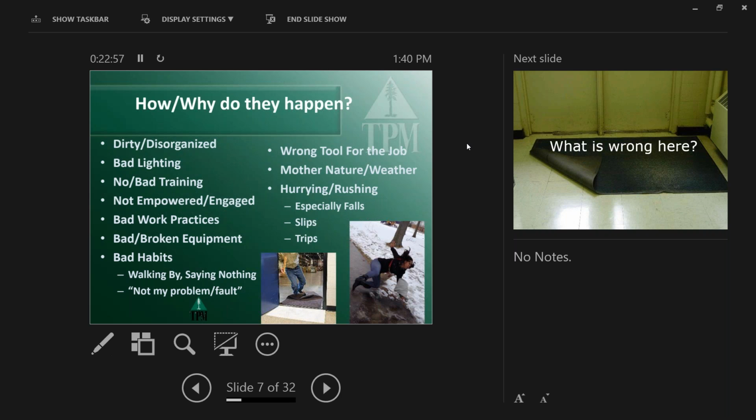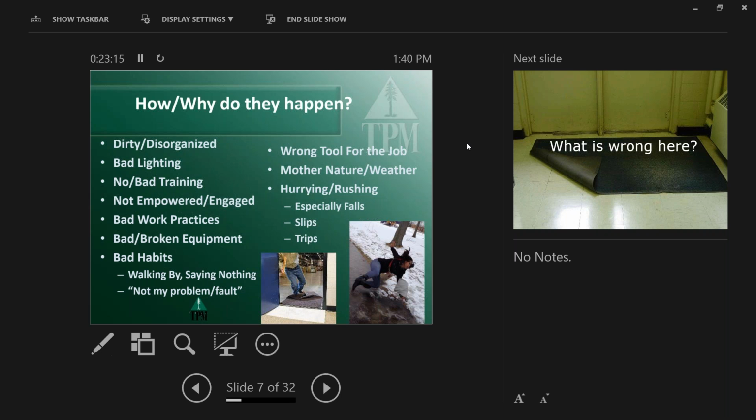And our employees are going by something that's wrong and they say, no, it's not my problem, or I didn't do it. And so we just leave it. That to me, I think is the number one reason why we're having these. You know, and you've got times when we're using the wrong tool for the job, like we're standing on a bucket instead of using a ladder.